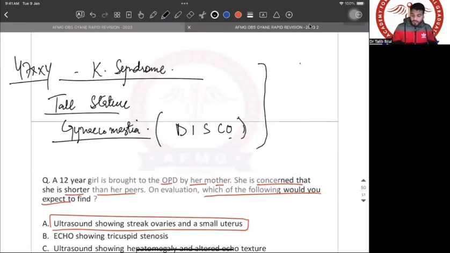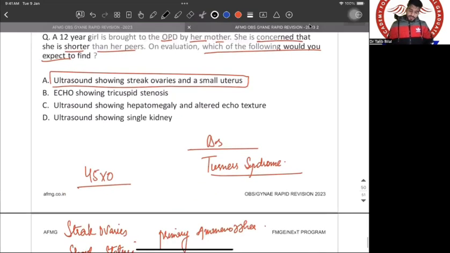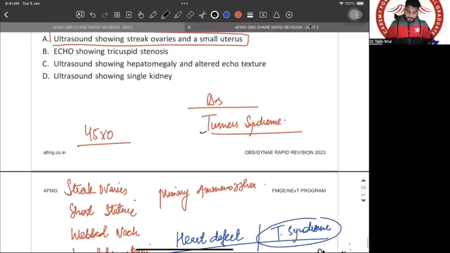Last one, guys, if anosmia is mentioned in a clinical case, that is Kallmann syndrome. Anosmia hota hai kis syndrome ke saath? Kallmann syndrome. So that's all completed, guys. Turner syndrome is also a cause for chromosomal first trimester abortions.